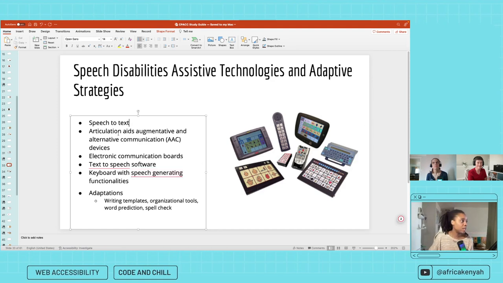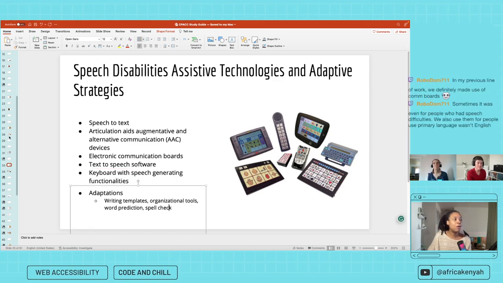So what the CPAC wants you to know is that articulation aids, augmentative and alternative communication devices. Goodness, AAC. That's what they use, and that's what I just explained. So that's the speech to text. Also, those electronic communication boards are what you see right here. This is an electronic communication board. This one's an electric one, anything that's electric, right? There's also keyboards with speech generating functionalities. They're pretty much just keyboards that speak out, and they're only made for that. But I think a lot of people these days just use their phone because it's easy, quick to get to, and there's always a way to do speech to text or text to speech very nicely. All right, so that's all of the assistive technology.